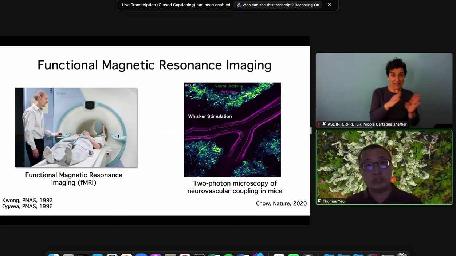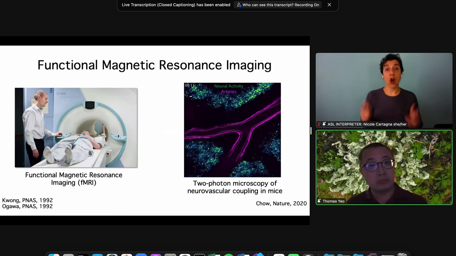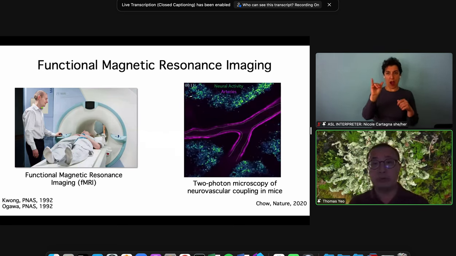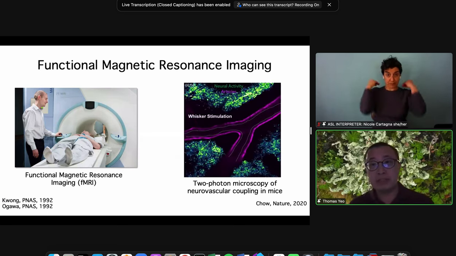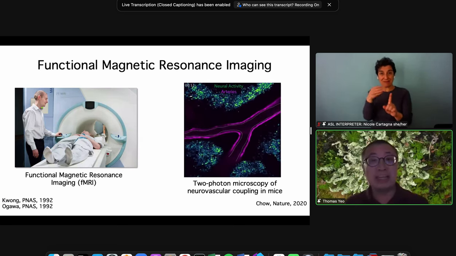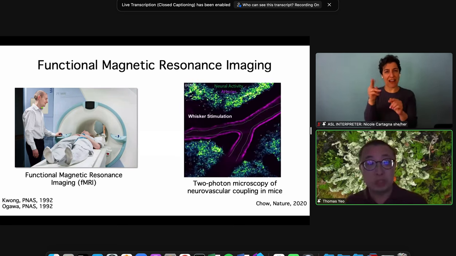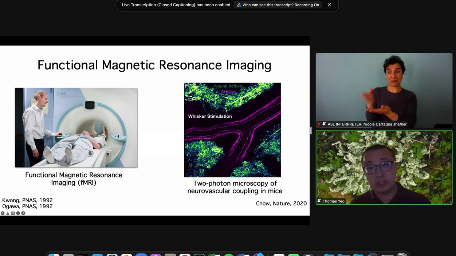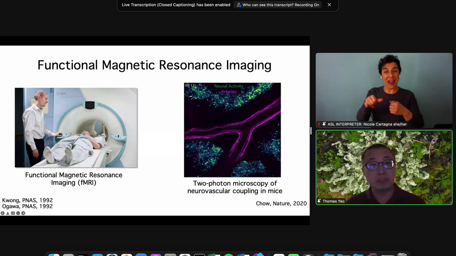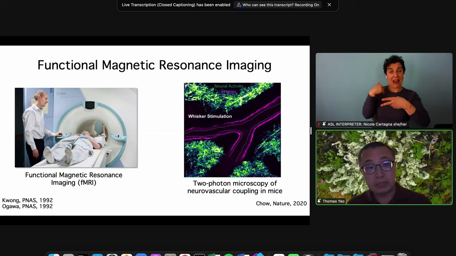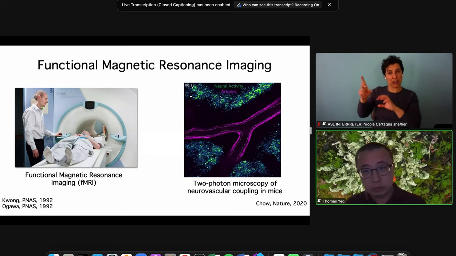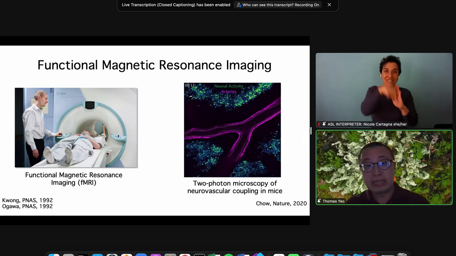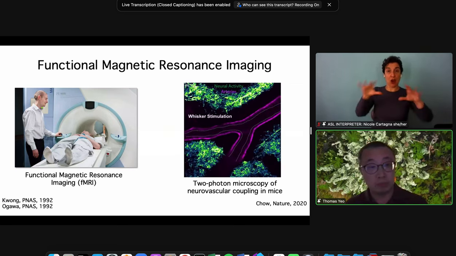To study large-scale brain networks, we use functional magnetic resonance imaging, or fMRI. fMRI provides an indirect measure of neural activity based on neurovascular coupling. An illustration of neurovascular coupling is shown by this beautiful video on the right, where whisker stimulation leads to neural activity and corresponding vascular dynamics. Now, even though fMRI is kind of a crude tool, it is still one of the few non-invasive tools that we can use to study large-scale brain networks in the human brain.